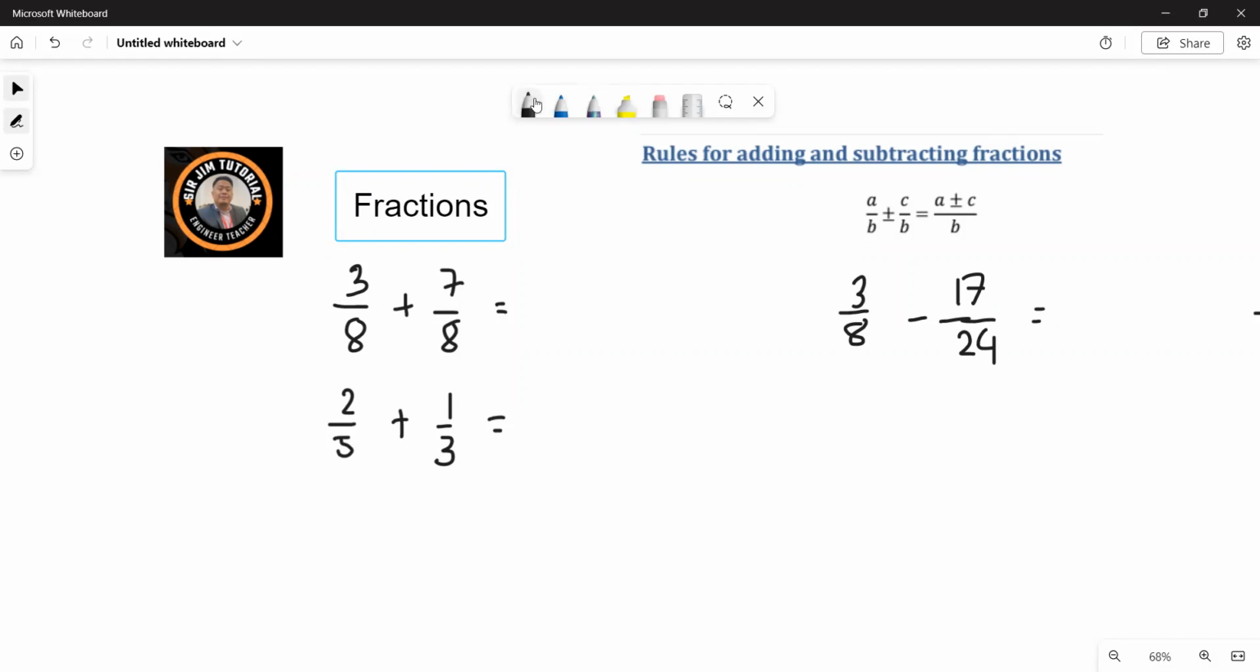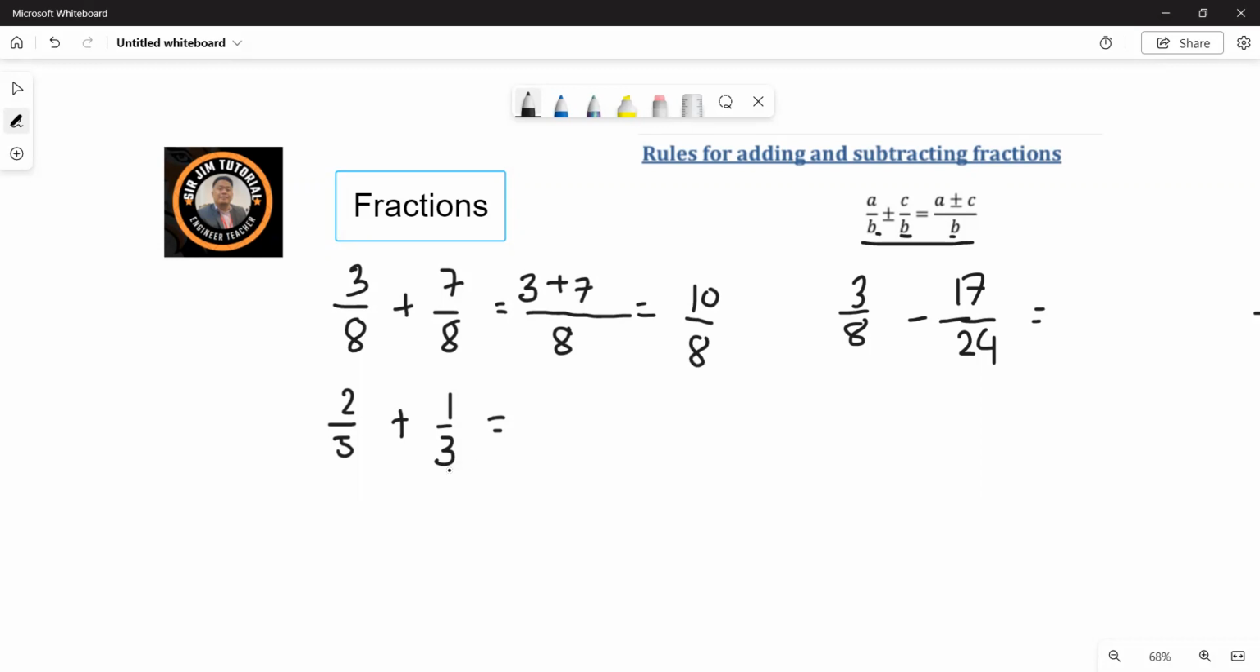For example, you have 3 over 8 plus 7 over 8. We'll just use this rule: a over b plus or minus c over b. Just copy b and then add a and c. So here you copy 8 and you have 3 plus 7. So this gives you 10 over 8.